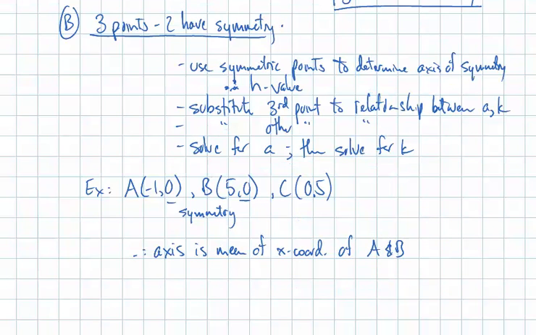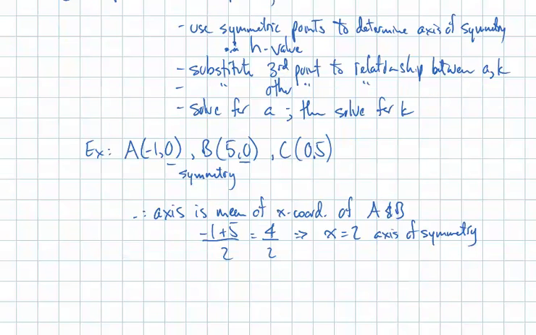If that's confusing to you, you may want to sketch it just to have a look at it. Mean is the sum of the values divided by how many. So I get x equals 2 is my axis of symmetry. Okay, so the point A and the point B are equally distant from x equals 2. This also tells us the h value. The h value then is 2 because the vertex is always on the axis of symmetry.